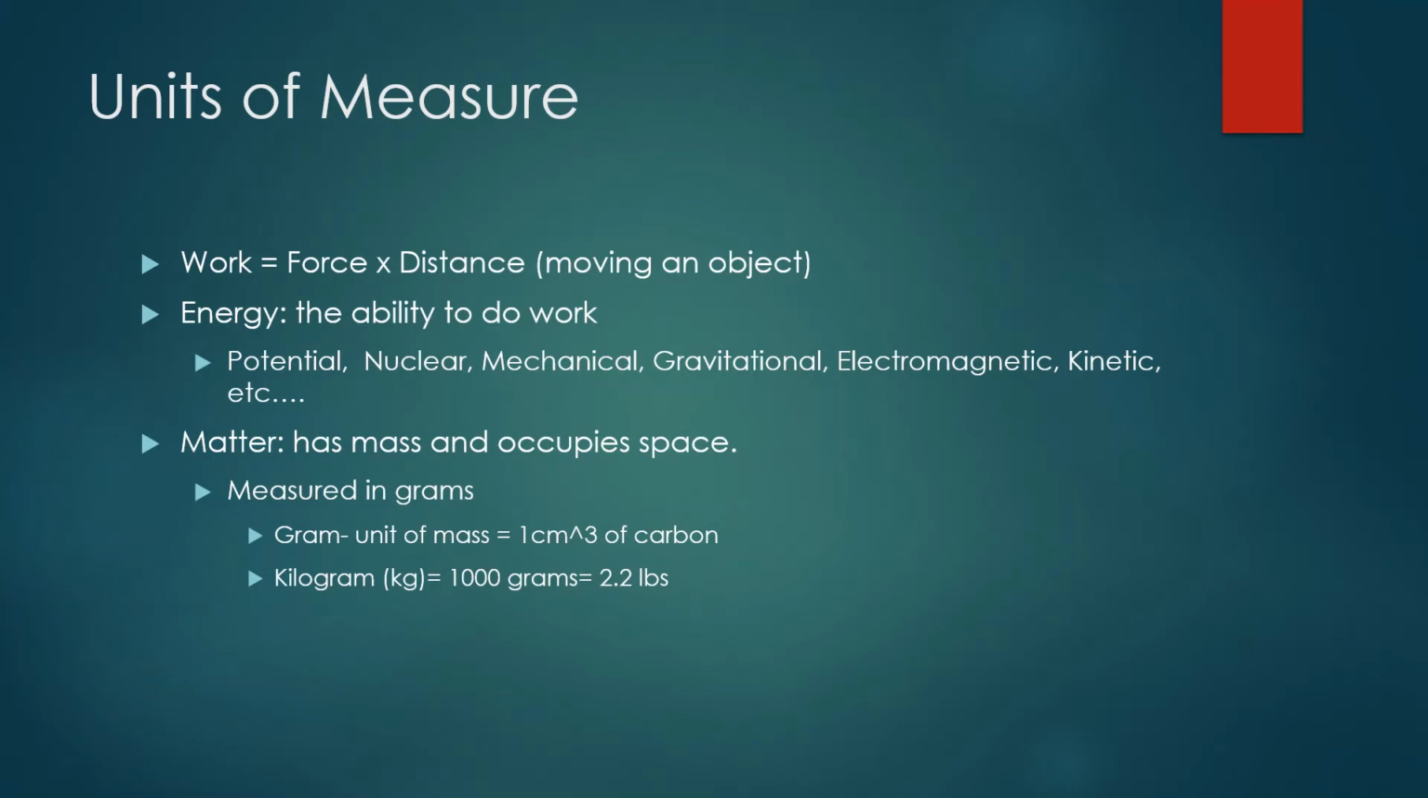And then there are objects. A better word for an object would be matter. Matter is the stuff of the universe. This is the things that have mass and occupy space. We measure matter in units of grams. Gram is a unit of mass. It is equivalent to a cubic centimeter of carbon. Think pencil shavings. Take a cubic centimeter box and fill it up with pencil shavings, pack it full of pencil shavings. That box has a mass now of about 1 gram.